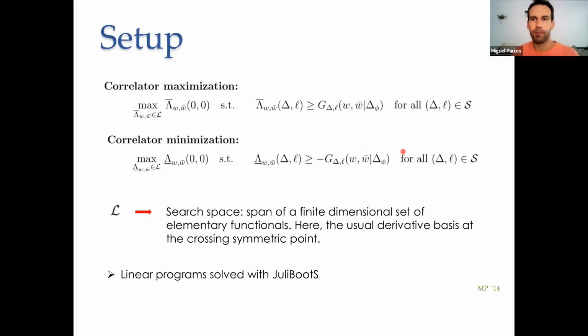Okay, if not, let us now discuss the numerics. Sorry, this should not be lambda, this should be omega. So the setup of our problem is we want to maximize the action of functional omega on the identity subject to these constraints. And we're going to maximize over some search space L. This search space, I'll just take to be the span of a finite dimensional set of elementary functionals, which I'll take to be the usual derivative basis at the crossing symmetric point. And we solve these linear programs with Julius.